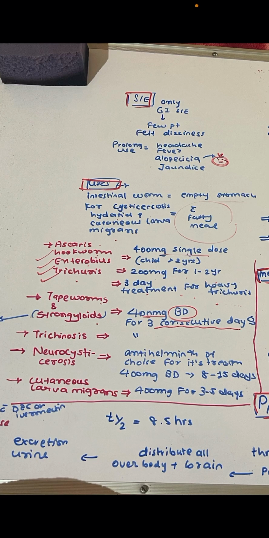We give a 400 mg single dose to a child older than 2 years. But if the child is between 1 and 2 years of age, then we give 200 mg. A 3 day treatment is required for heavy trichuriasis infestation. So 400 mg if the child is older than 2 years, and 200 mg if 1 to 2 years of age. A single dose is required, but 3 days of treatment if there is heavy infestation. So it was ascariasis, hookworm, Enterobius, and trichuriasis. We will remember it as HATE.